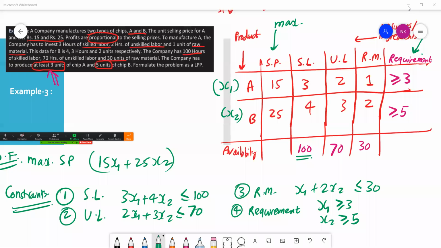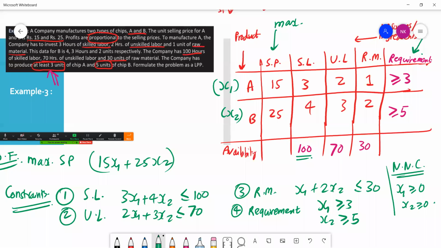So it means that you need to produce this much, you need to write this much. Now, if I talk about the non-negative constraint, let me write it over here: x1 greater or equal to 0, x2 greater or equal to 0. This we usually write, which we were writing till this point.